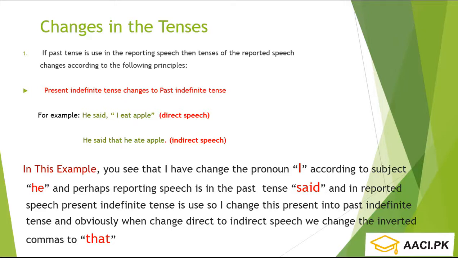For example, he said, I eat apple. This is the direct speech. By changing, he said that he ate apple. In this example, you see that I have changed the pronoun I according to the subject, that is he, because the reporting speech is in the past tense, said, and in reported speech, present indefinite tense is used, so I change this present into past indefinite tense. And obviously, when changing direct to indirect speech, we change the inverted commas to that. This is the first change in the tenses.